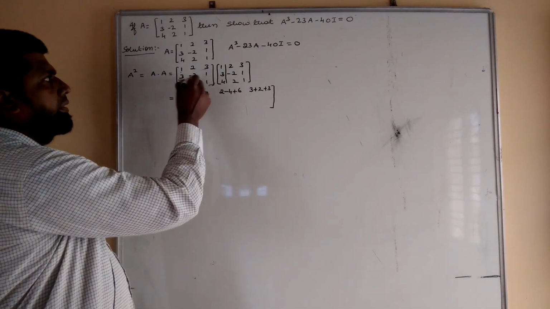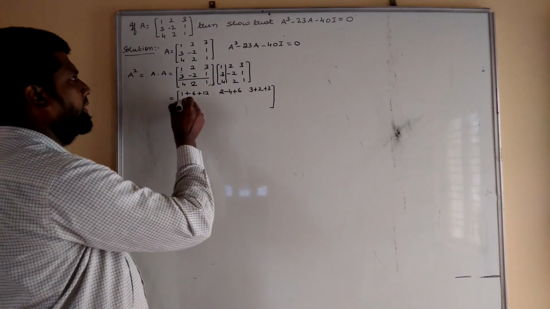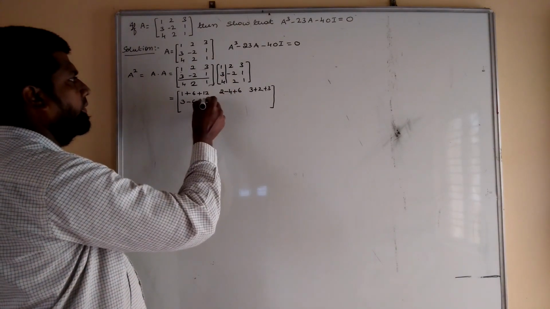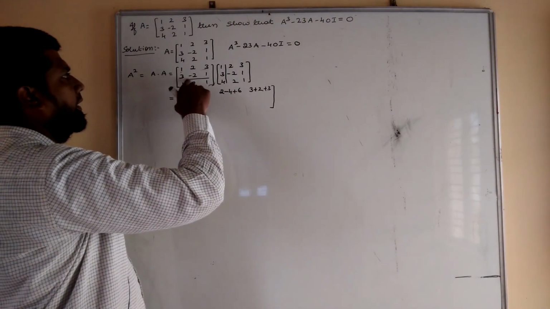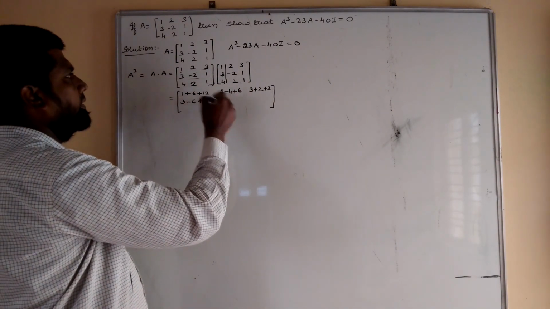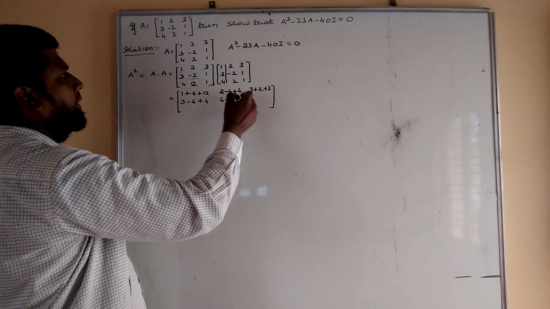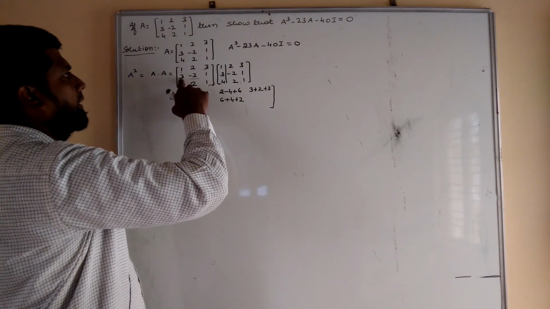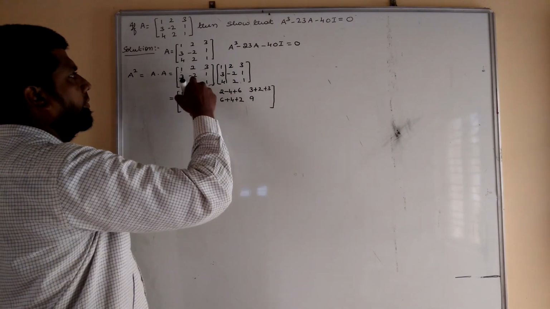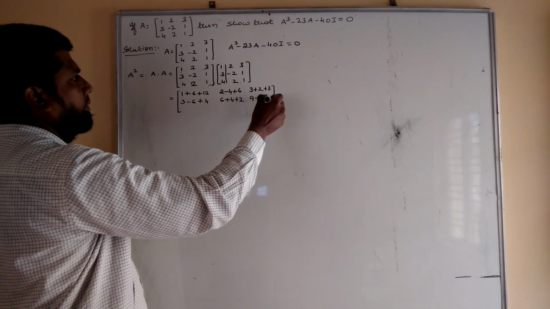So next, second row, first column. 3 into 1 is 3. Minus 2 into 3 is minus 6. 1 into 4 is 4. Then second row, second column. 3 into 2 is 6. Minus 2 into minus 2 is plus 4. 1 into 2 is 2. Then second row, third column. 3 into 3 is 9. Minus 2 into 1 is minus 2. 1 into 1 is 1.